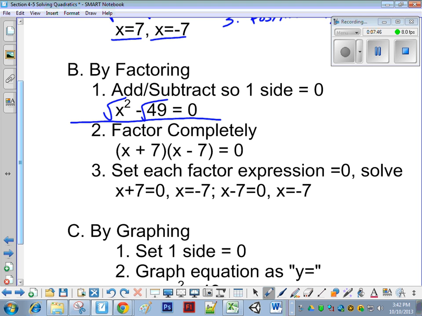The third thing we're going to do is set each factor expression equal to 0, and then we'll solve. So I'll say, all right, x plus 7 equals 0. So I get one answer, x equals negative 7, by simply subtracting 7. x minus 7 equals 0, add 7. So this other answer, x equals positive 7.